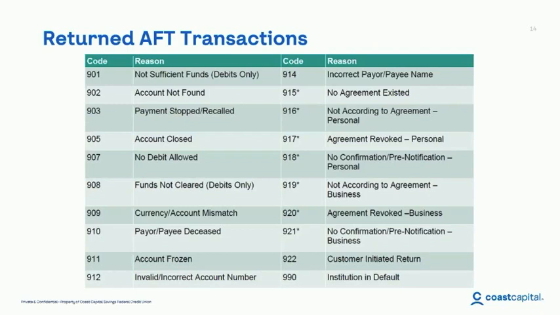Also, the system will only attempt to collect the funds once. So if it does get returned, then you need to work with the owner to decide how they would like to make that payment again. Would they like to do check? Would they like to do e-transfer? Or do they want you to try to pull the funds again? All possible options.